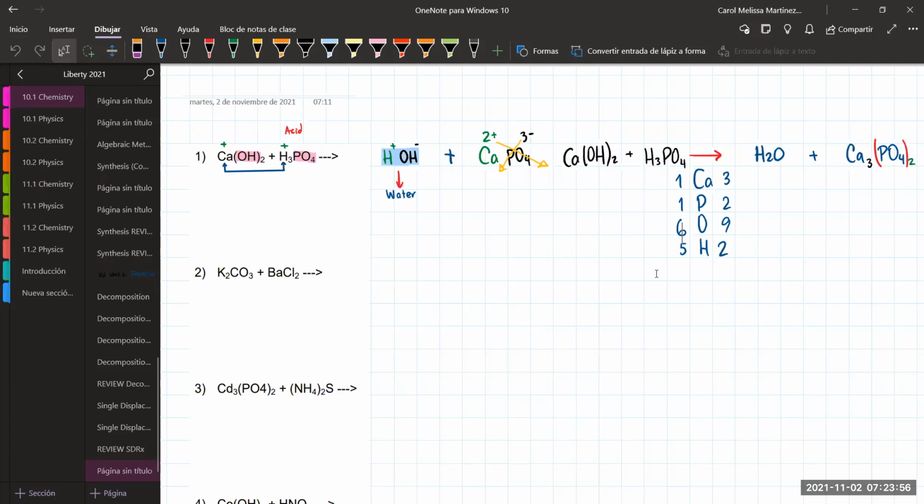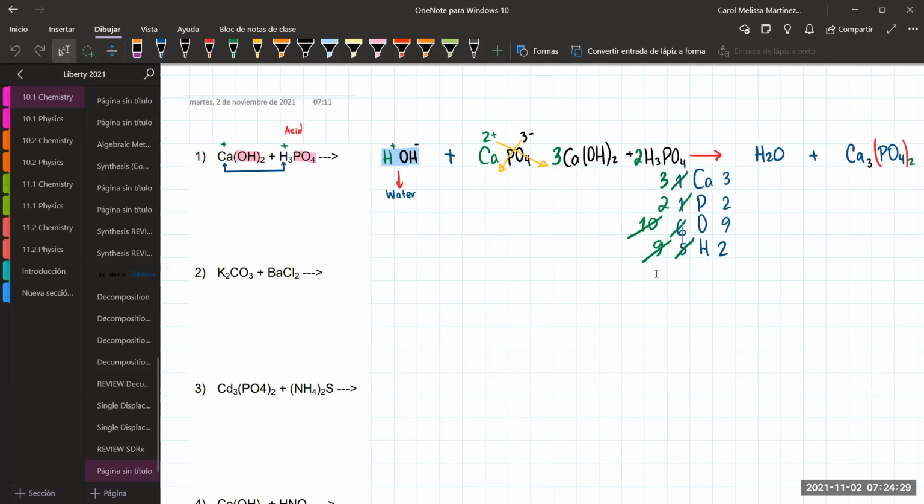Okay, to balance, I will start balancing calcium by placing 3. Now I have 3. It changes my hydrogen. Now I have 6 and 3, I have 9 hydrogens. And it changes my oxygen. Now I have 10, exactly 10. And then, because I have 2 phosphorus on the other side, I put 2 here. My phosphorus is balanced now, but it also changes my oxygen and hydrogen.